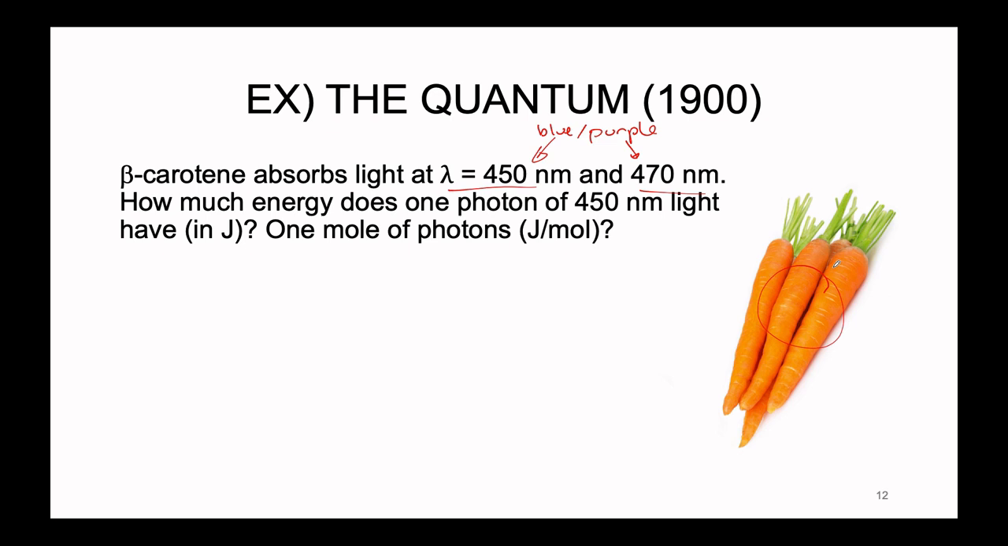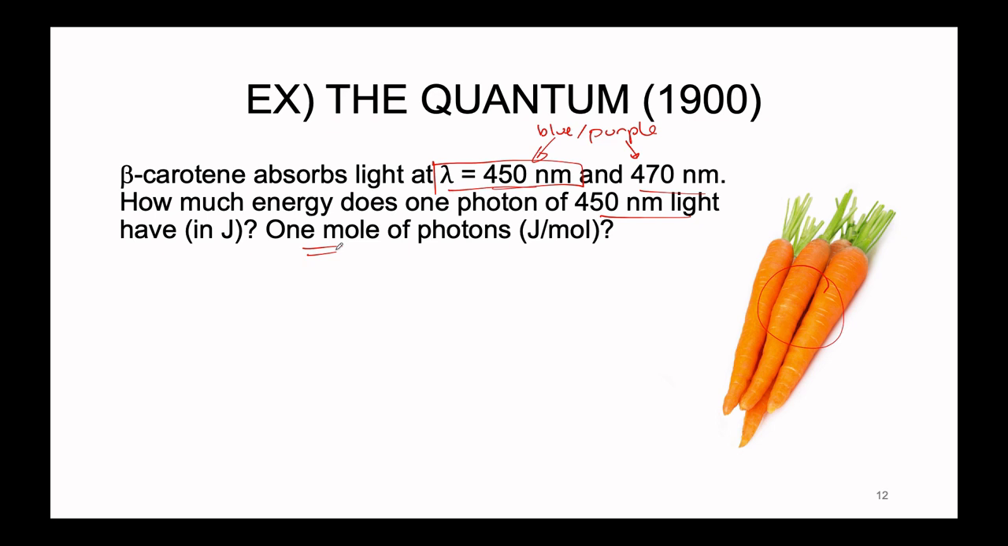Well, let's pick out one of these wavelengths. Let's focus on the 450 nanometer light. The question is, how much does one photon, one particle of light that has a wavelength of 450 nanometers have in joules? How much energy is there? In addition, we can ask the follow-up question, instead of just one photon, what if we had 1 mole of photons? How much energy is present there?